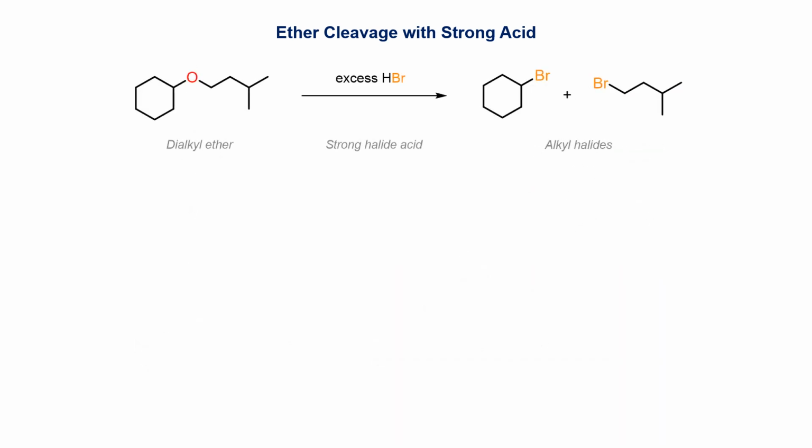In conclusion, ethers react with strong halide acids to produce alkyl halides through a sequence of proton transfers followed by nucleophilic substitution reactions. If an unsymmetrical ether is used, the less crowded side will react first and two different alkyl halides will be formed. For a symmetrical ether, two equivalents of the same alkyl halide are produced. For a cyclic ether starting material, a dihalide results featuring halide groups at both ends of the same chain.